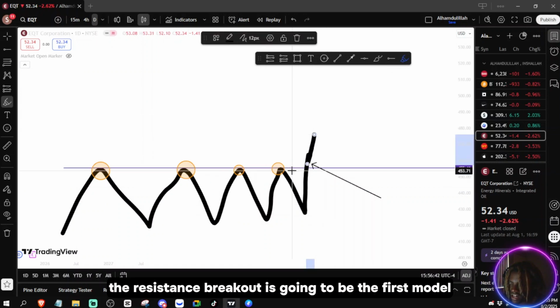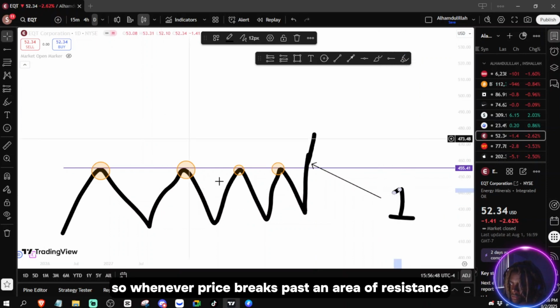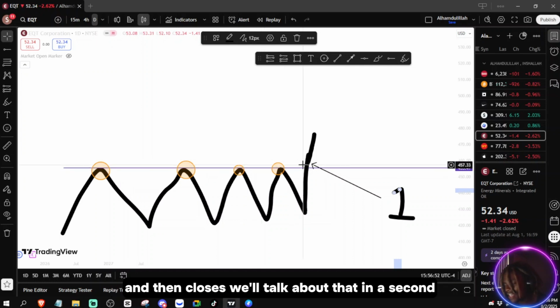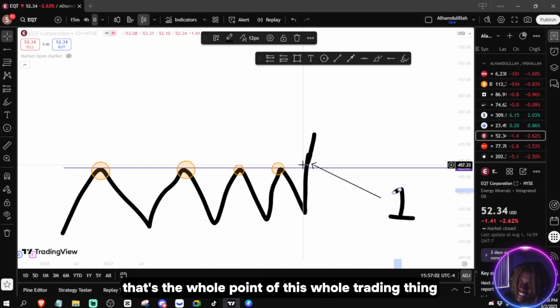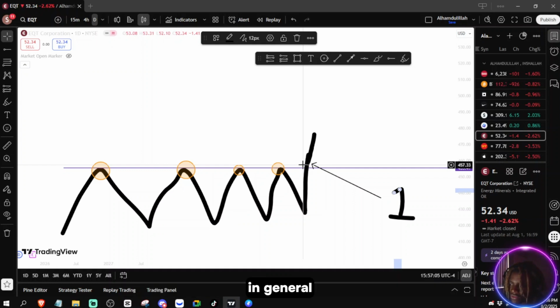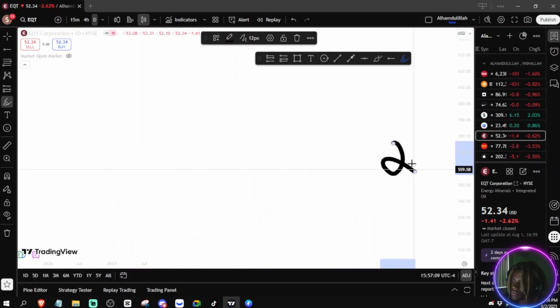The resistance breakout is going to be the first model we're going to be able to trade. Whenever price breaks past an area of resistance and then closes, we'll talk about that in a second, then you'll be able to get it, inshallah, and take it to the next area, because price doesn't want to keep rejecting from this place. It needs to make progress to make some new all-time highs, because that's the whole point of this whole trading thing in general. Next, let's talk about number 2.